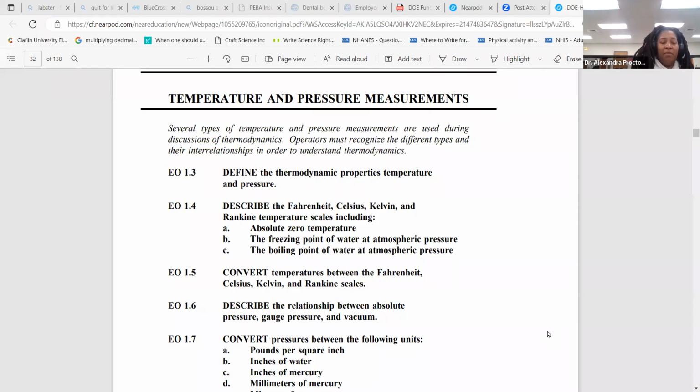So we are back. So in this next chapter, we're talking about temperature and pressure measurements. So we're going to define these thermodynamic properties, which are temperature and pressure. And these are intensive or extensive properties.